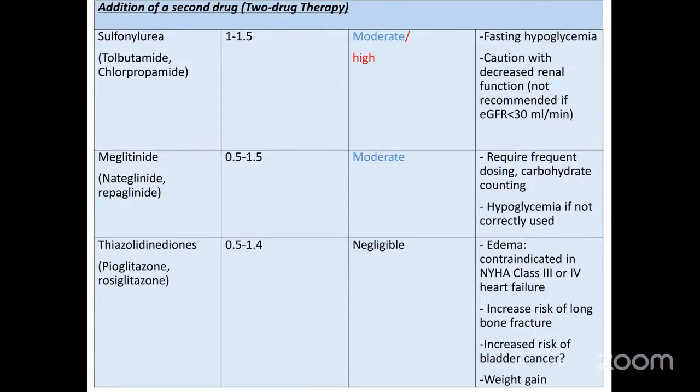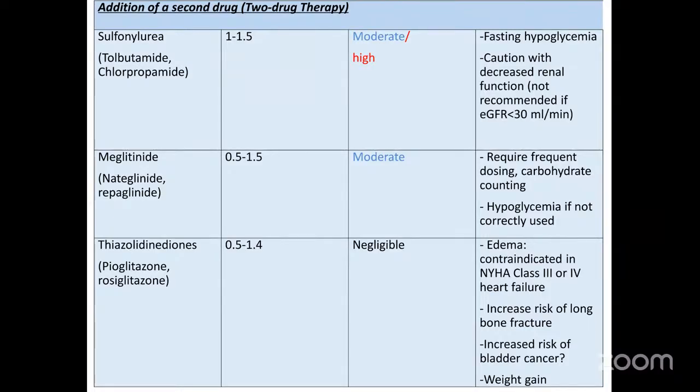We have meglitinides, which also cause a reduction of 0.5 to 1.5%. They can also cause moderate hypoglycemia and require frequent dosing and frequent carbohydrate counting.